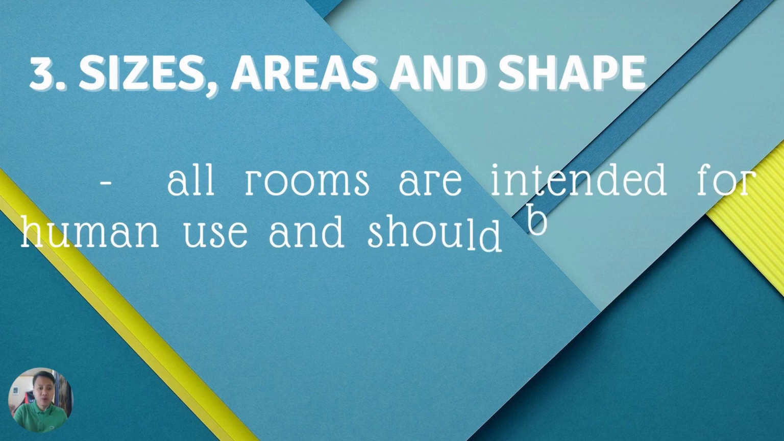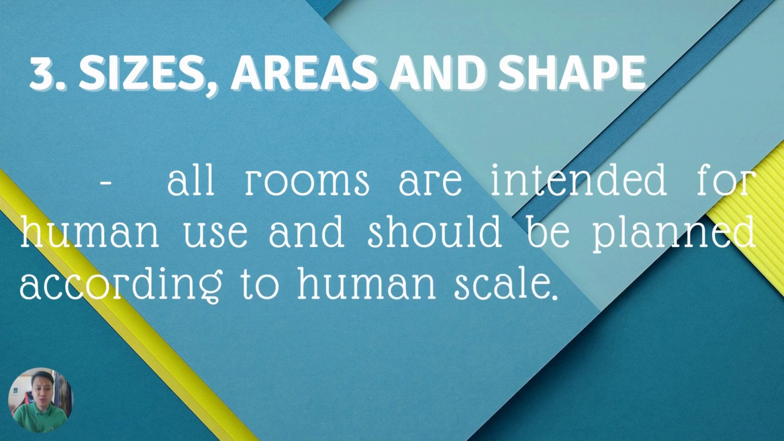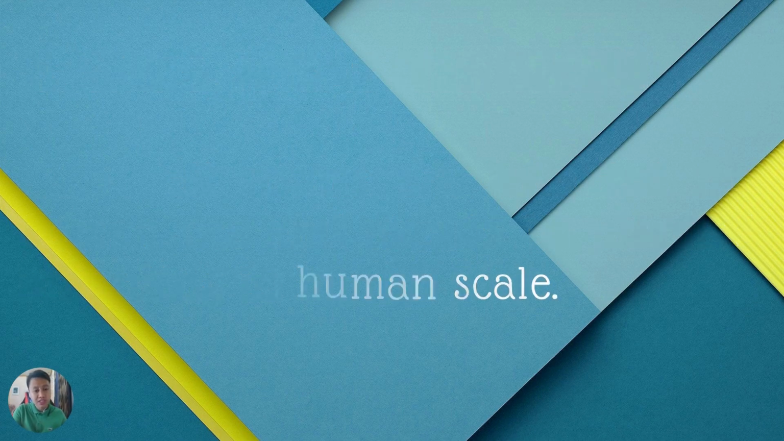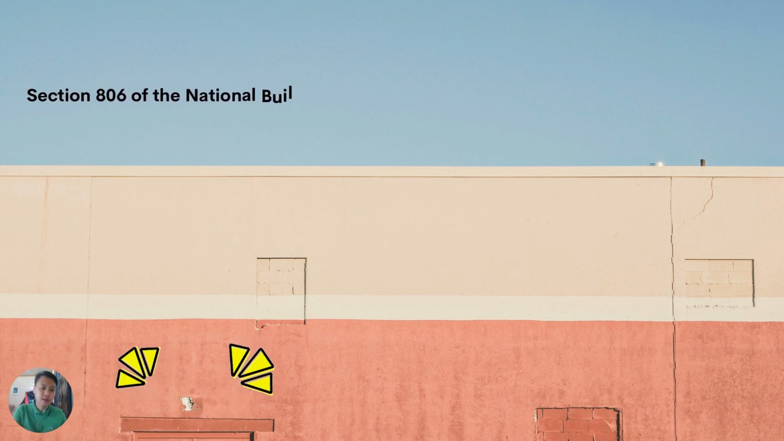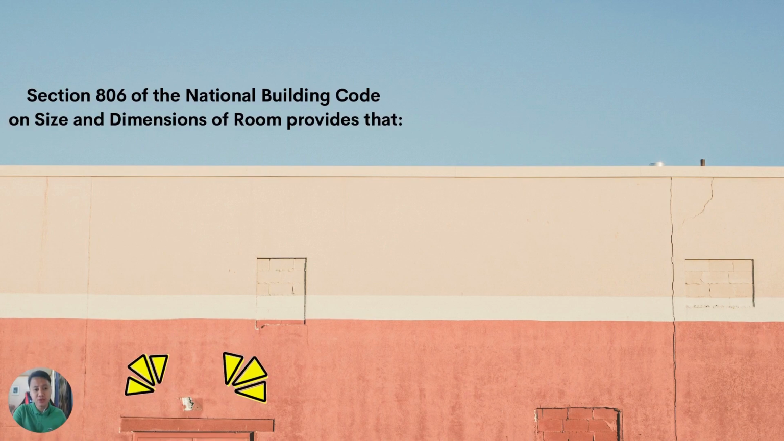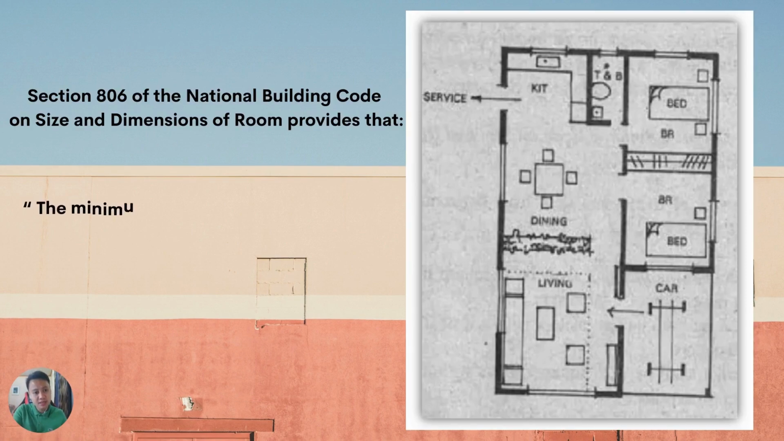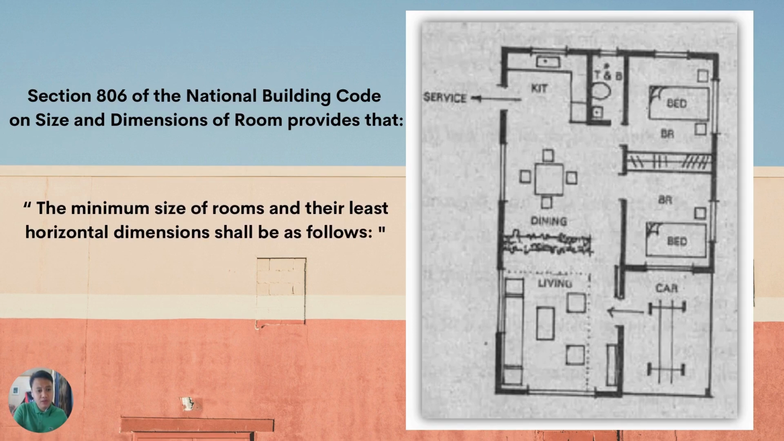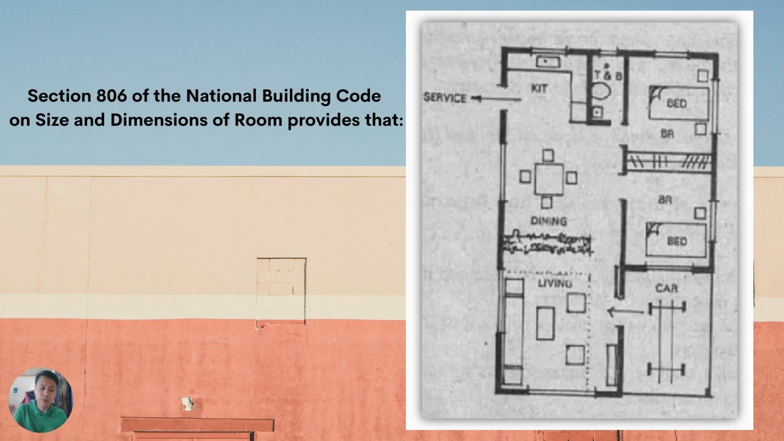Sizes, areas, and shape. All rooms are intended for human use and should be planned according to human scale. Section 806 of the National Building Code on size and dimension of room provides that the minimum size of rooms and their least horizontal dimension shall be as follows.